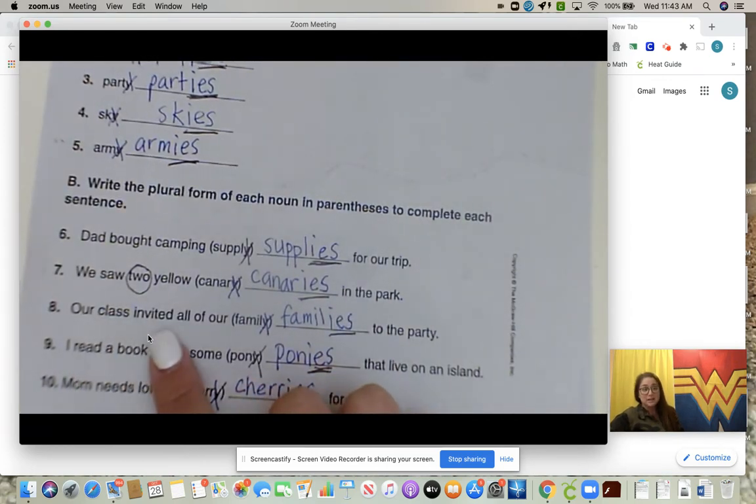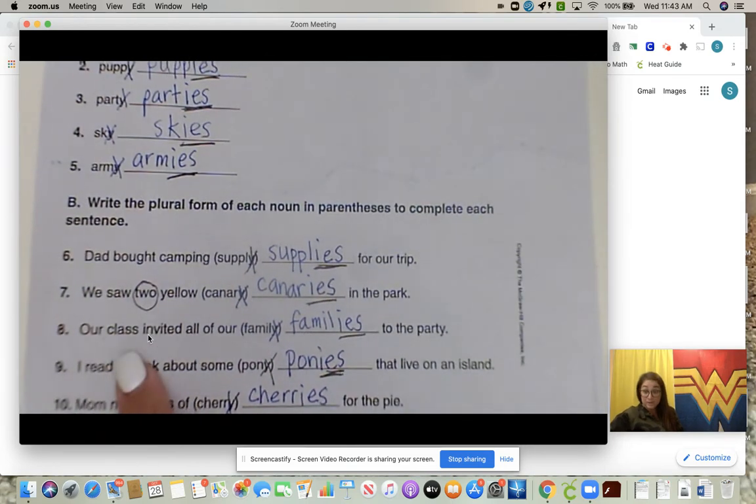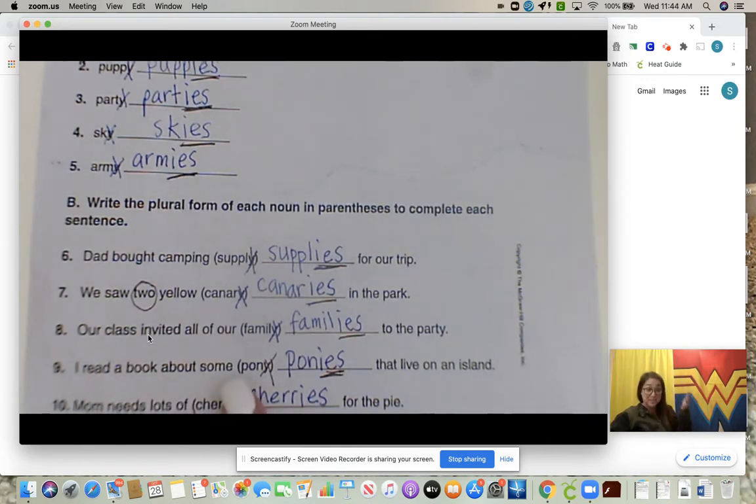Our class invited all of our family to the party. Well, if it's a class, there's more than one. There's more than one kid in a class, right? So that means there's more than one family. So there are families. So we need to drop the Y and add IES.